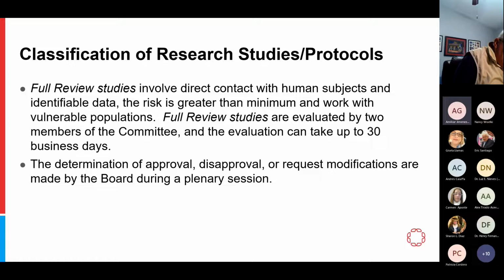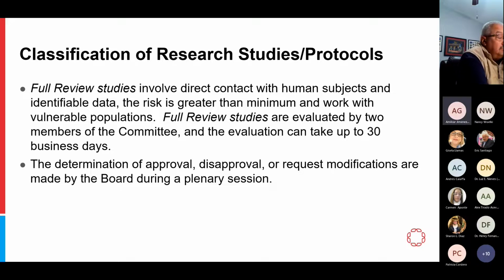Let me just get a little bit deep on these. When a reviewer receives a protocol to be evaluated, and we will see that in the next slides, that reviewer can reclassify that protocol. And it has happened over here in the States. Say we assign a protocol as exempt. The reviewer evaluates and says, you know what, Amilcar, I believe these protocols should be evaluated by another person because they have a sound recording.